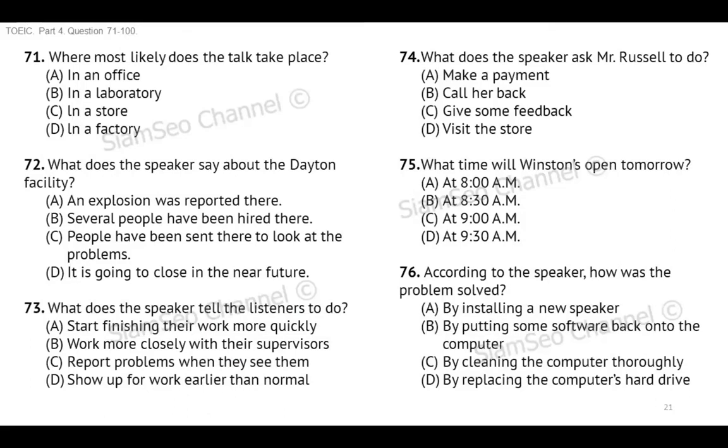By the way, the problem with your computer wasn't as severe as we had initially feared. We didn't have to replace the hard drive. Instead, we just reinstalled some software, and that cleared the problem right up. So you'll only be charged $50 for the work we did. Number 74. What does the speaker ask Mr. Russell to do? Number 75. What time will Winston's open tomorrow? Number 76. According to the speaker, how was the problem solved?